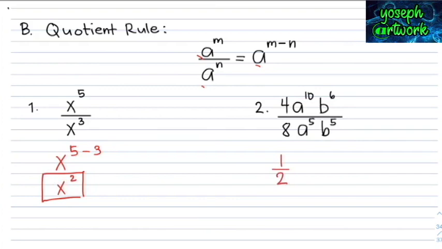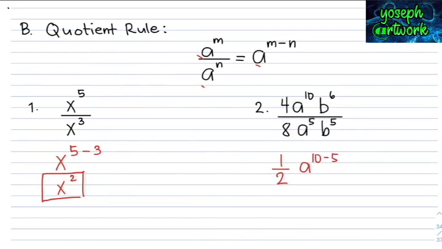Tama? And then, for the variables, as you can see, parehas yung a natin. Meaning, you need to copy the variable a and then subtract the exponents of it, which is 10 minus 5. And then, for the other variable, parehas yung ating b. Copy your variable b, and then subtract the exponents. That will give you 6 minus 5.